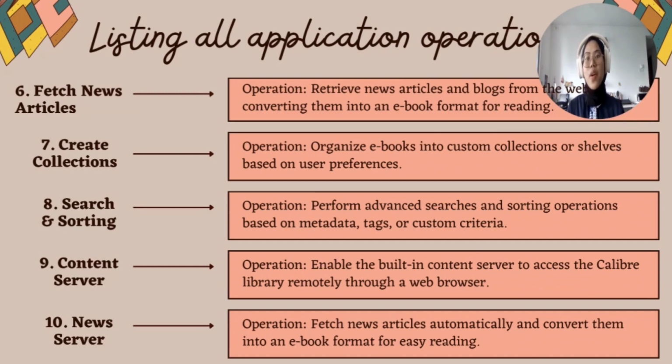Number 9, we have content server. This will operate to enable the built-in content server to access the Calibre library remotely through a web browser. Number 10, news server. This will operate to fetch news articles automatically and convert them into an ebook format for easy reading for the user.